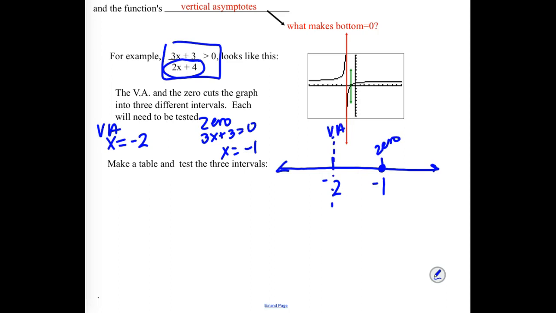Okay, now remember a vertical asymptote is a line that your graph is approaching, but it's never going to get there, correct? So that -2 is never going to be included in our answer. We can't actually be there. But it does break my graph up, so I have to look at each of the intervals. Okay, so we are going to look at each interval.